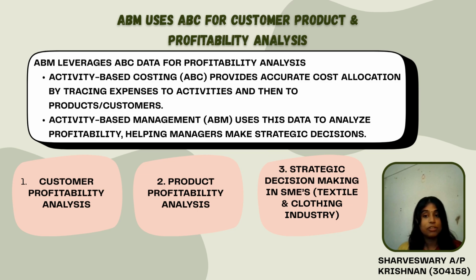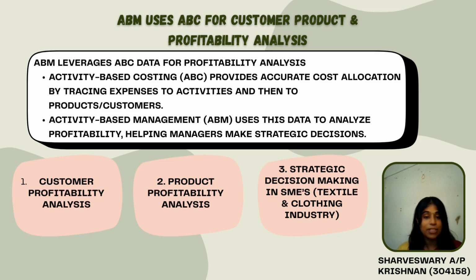The traditional costing system often allocates overhead or utility, for example labor hours, which can distort product costs. However, ABC traces cost to specific activities like machine setups, quality checks, or order processing, and then assigns them accurately to products or customers based on actual resource usage.